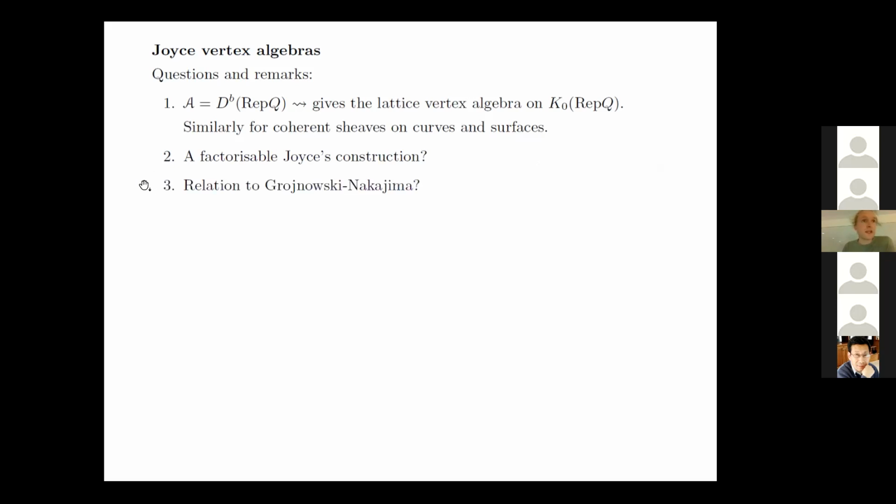Also, it's not quite clear, and I might talk a bit about this at the end, what the relation is to the Grojnowski-Nakajima construction, despite it looking, on the face of it, somewhat similar. Could you please remind, do you mean Grojnowski-Nakajima only for Hilbert schemes, rank 1 instantons, or only Hilbert schemes?